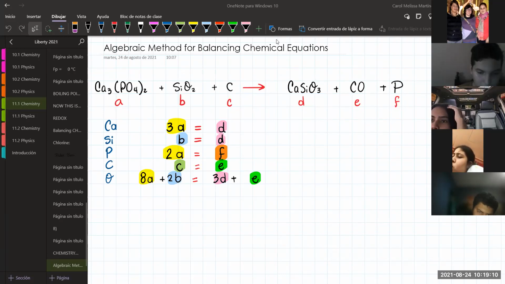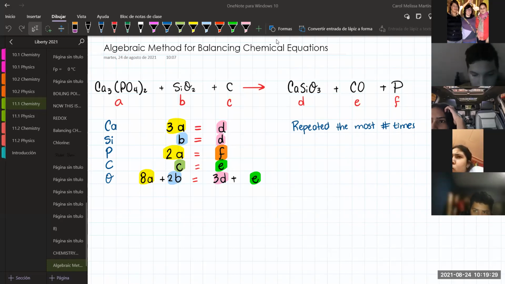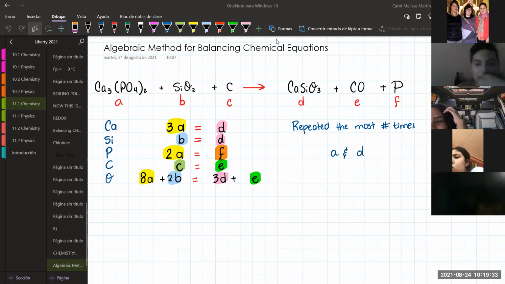A and D. Repeated the most number of times is letter B, and also, no, letter B, no. Which one do you say, sorry? It's A and D. A and D, yes, A and D.